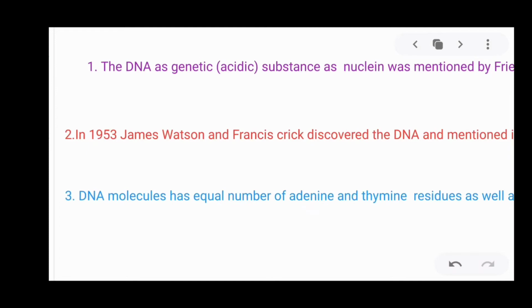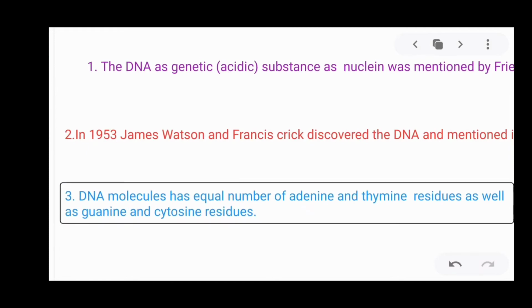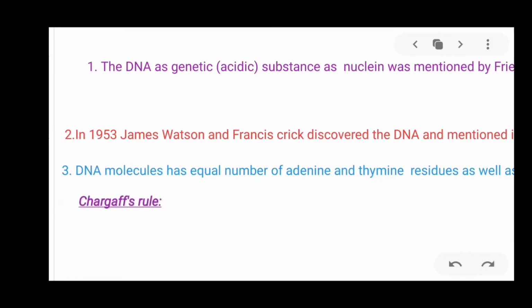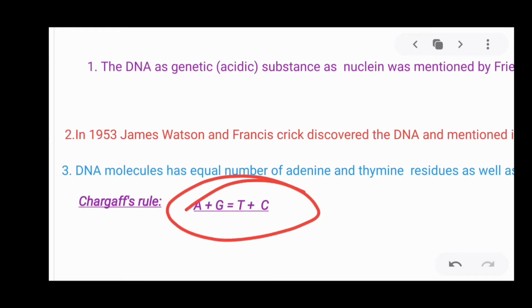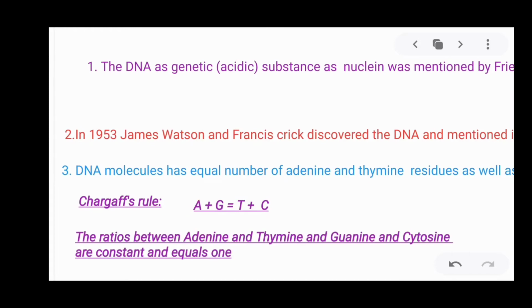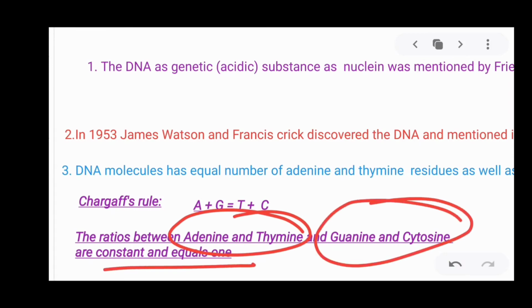And also, the DNA has an equal number of adenine and thymine residues as well as guanine and cytosine residues. And this is called Chargaff's rule. So Chargaff's rule states that the adenine plus guanine residues are equal in number to the thymine and cytosine residues. In one more way, it is stated that the ratios between adenine and thymine and guanine and cytosine are constant and equal to 1.